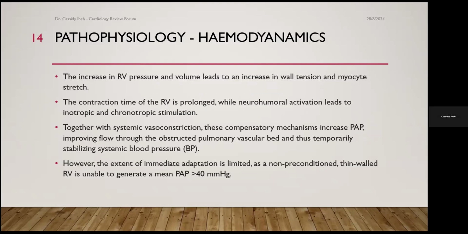Following the increase in right ventricular pressure and volume, there will be an increase in wall tension and myocyte stretch, which leads to the release of some biomarkers. The contraction time of the right ventricle will also be prolonged. And following the activation of neurohormonal mechanisms, there will be inotropic and chronotropic stimulation. Together with the vasoconstriction, these compensatory mechanisms will increase the pulmonary arterial pressure in an attempt to improve the flow through the obstructed pulmonary vascular bed, and in order to temporarily stabilize the systemic blood pressure.